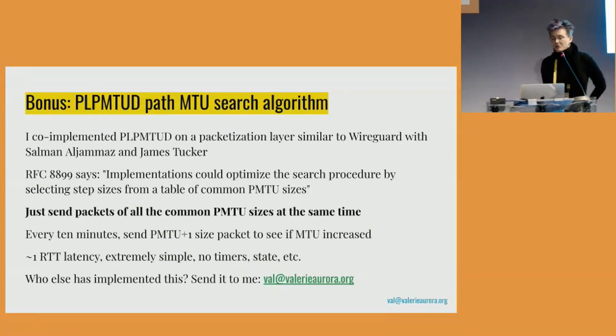RFC 8899 says implementations could optimize the search procedure by selecting step sizes from a table of common PathMTU sizes. I use some research published at RIPE meetings actually to be like, well, these are the PathMTUs that are out there. Importantly, different than MSS. So we just send all packets of all of the sizes all at the same time. And the biggest one that came back is the PathMTU.